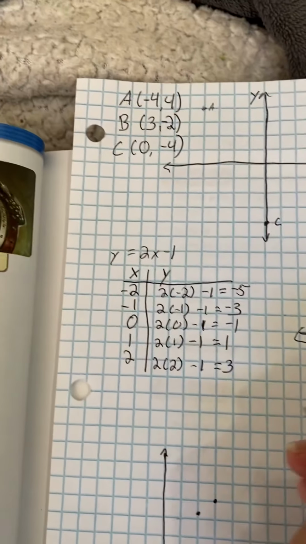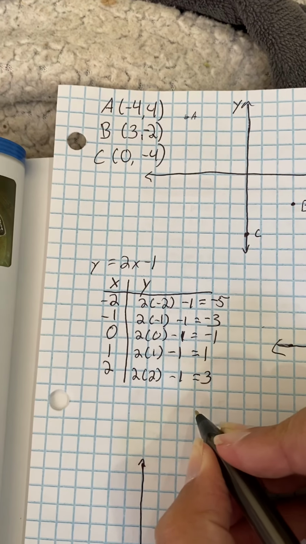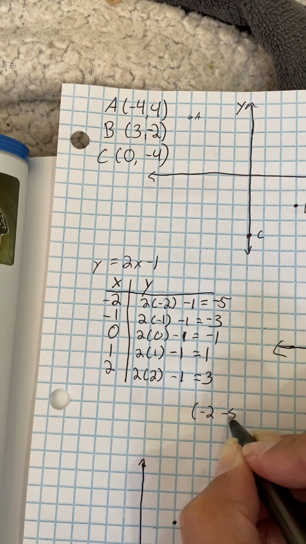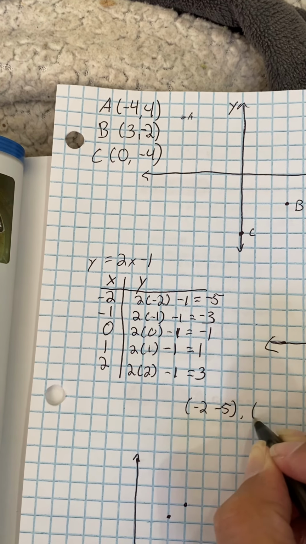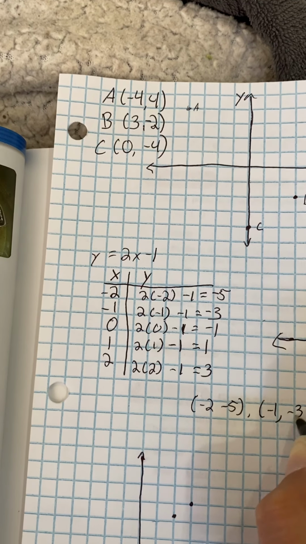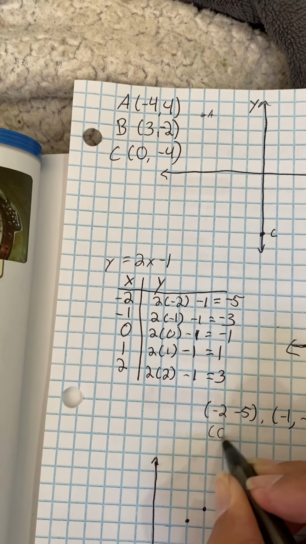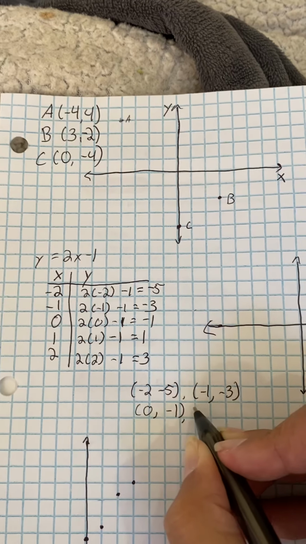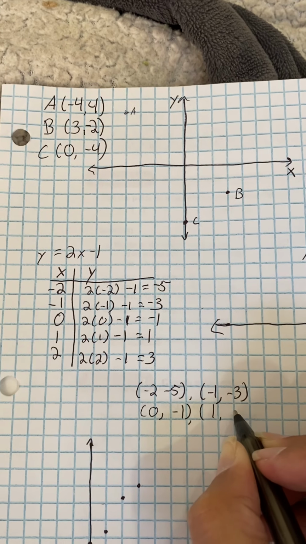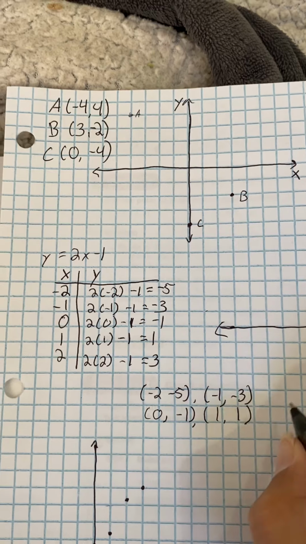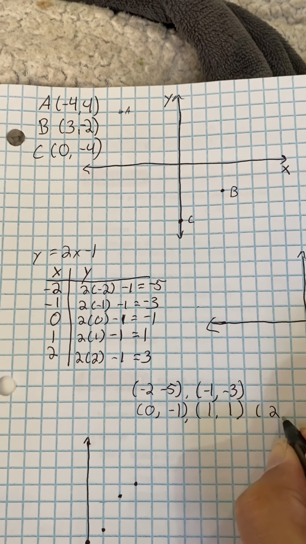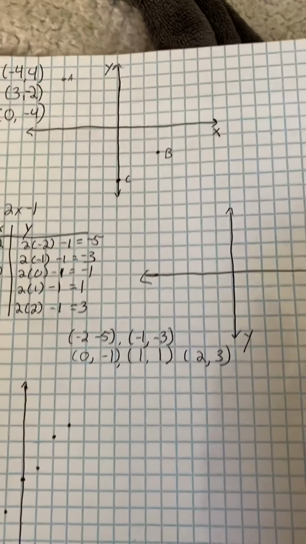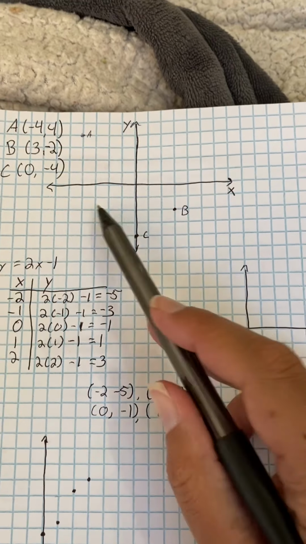So I'll go ahead and write out my points then. Those points would be something like negative 2, negative 5, negative 1, negative 3, 0, negative 1, 1, 1, and my last one is going to be 2, 3. Okay, now these we're just going to put as dots just like we did up there.